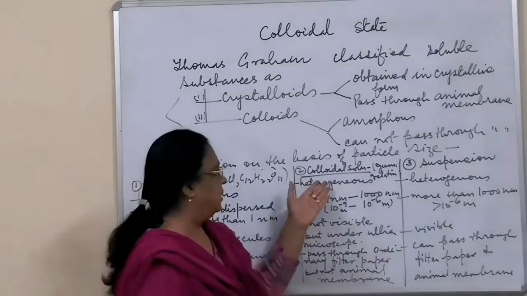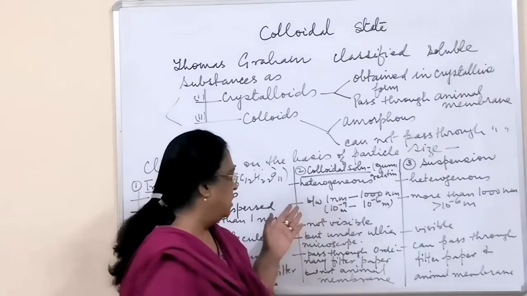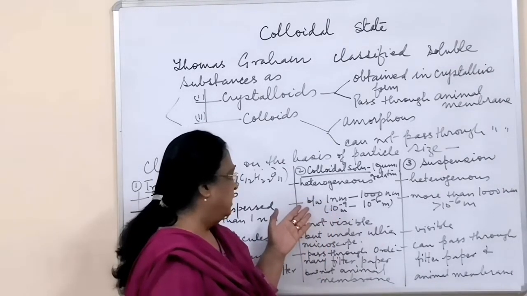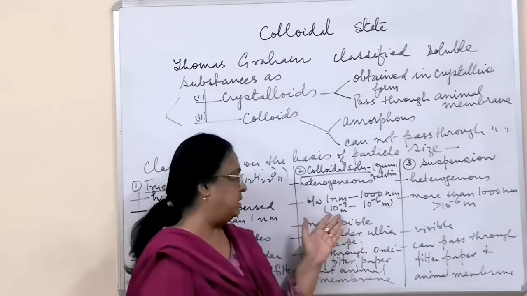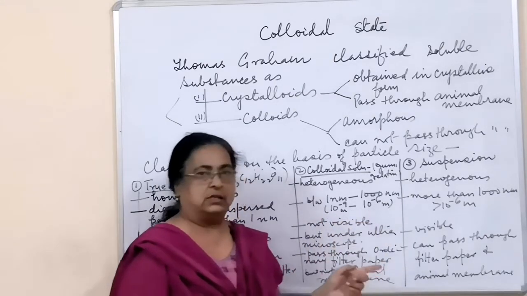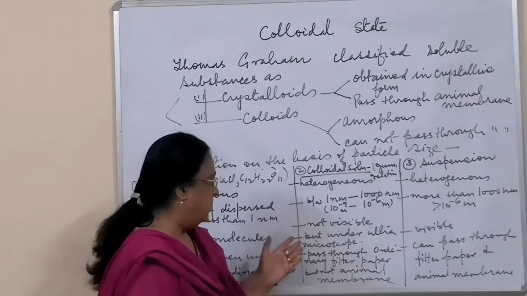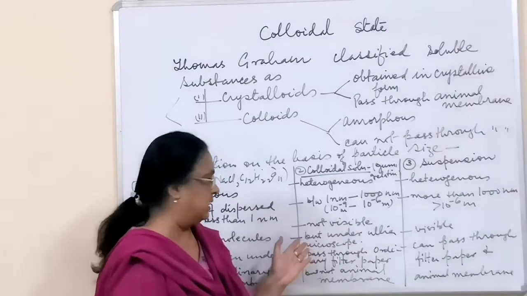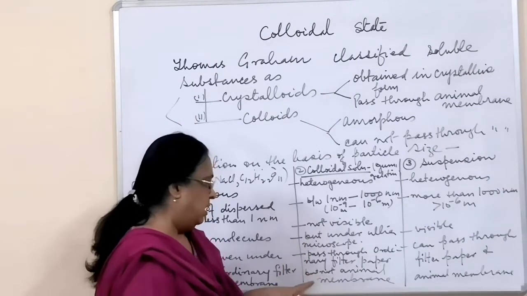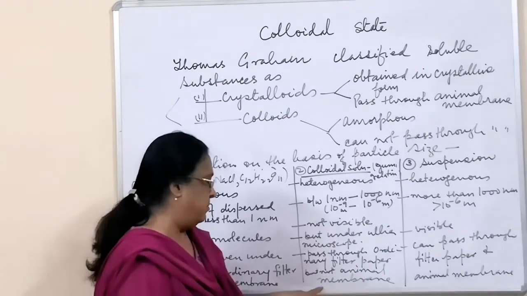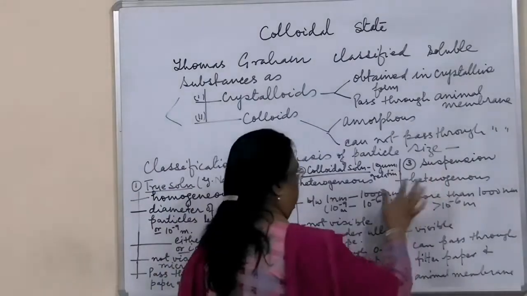Now the second kind is colloidal solution. They are heterogeneous. Heterogeneous means property is not the same throughout, and the size is important. That is between 1 nanometer to 1000 nanometer, or 10 to the power minus 9 meter to 10 to the power minus 6 meter. So remember the range. They are not visible either, but under an ultramicroscope you can see them. Then they can pass through ordinary filter paper but not through animal membrane. So remember that.